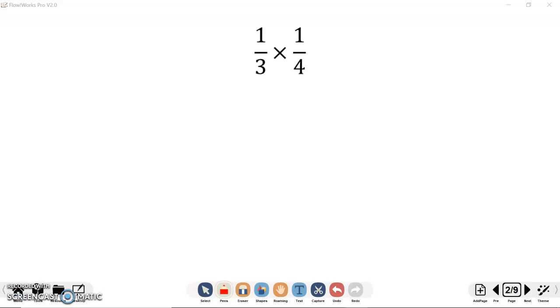Okay, today we're looking at multiplying fractions again. So make sure you have your whiteboard out or a piece of scratch paper so you can follow along. So remember when we're multiplying fractions, the first thing we do is we multiply across the top.